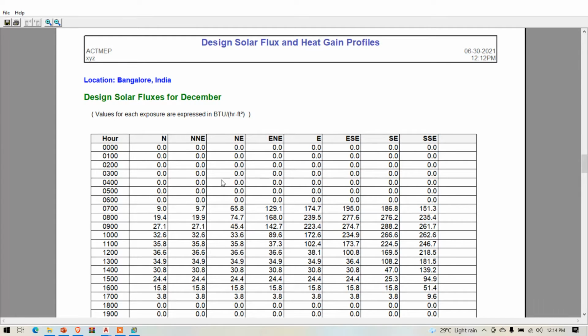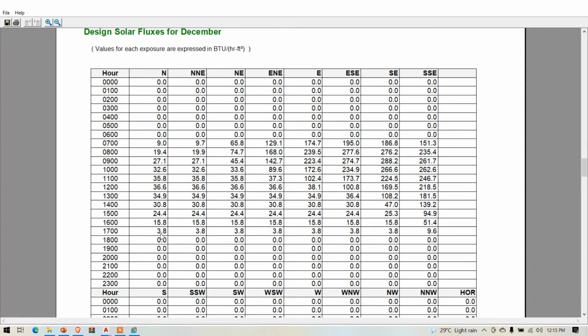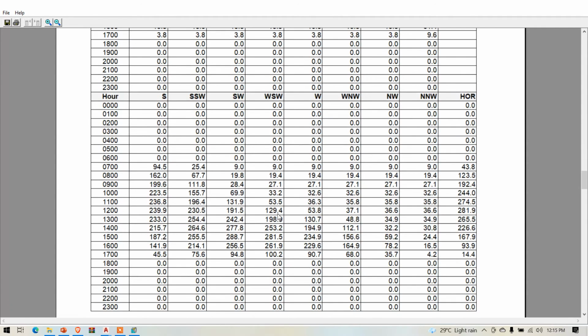If you observe this, from midnight 12 o'clock to morning 6 o'clock, all the values are 0. Why? Because at that time we don't have any sun, we won't get any heat, which is why all these values are 0. From 7 o'clock the heat generation will start till evening 5 o'clock. After 5 o'clock it is going to cool down, so again the values will be 0. You get this much accuracy by using software load calculations.